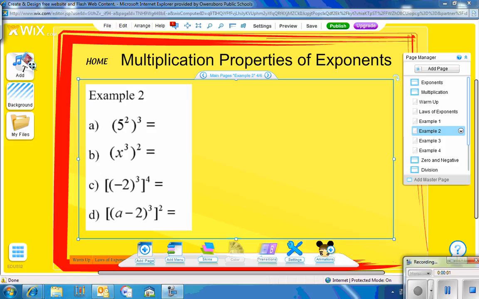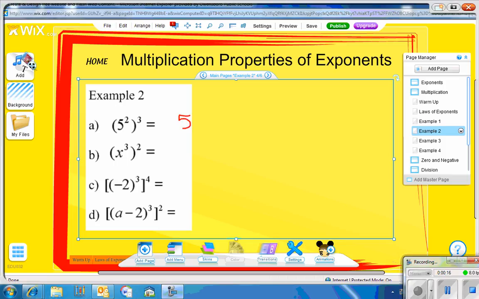Example 2: you have one base raised to an exponent, but then there's another exponent outside the parentheses. That means the number inside the parentheses gets raised again to an exponent. When that happens, you multiply the exponents. So 2 times 3 is 6, and you get 5 to the 6.